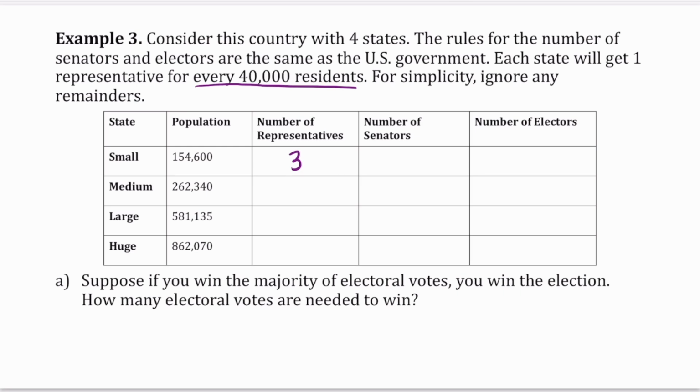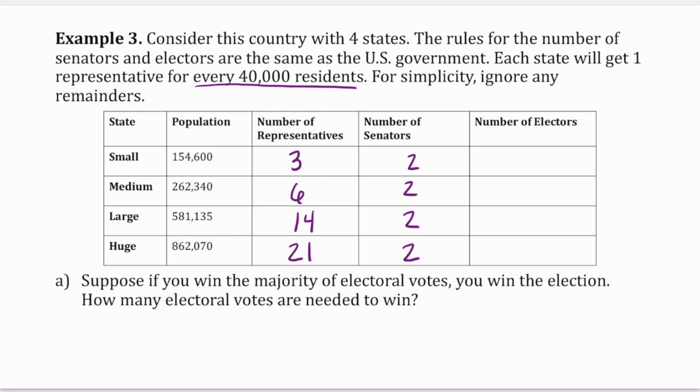For medium state, we will take the population and divide once again by 40,000. That gives us 6.5585. Once again, we are ignoring the remainders, leaving us with just the number 6. For large state, when we do our division, we'll get just over 14, so we will have 14 representatives. And for huge state, we'll get just over 21, so we'll have 21 representatives. Since we are following the U.S. government rules, every state will receive 2 senators.